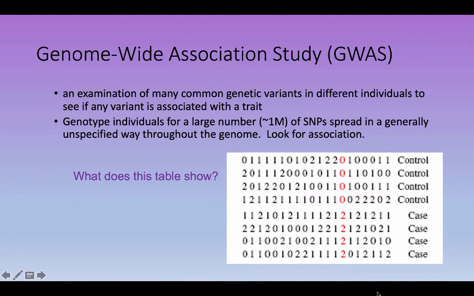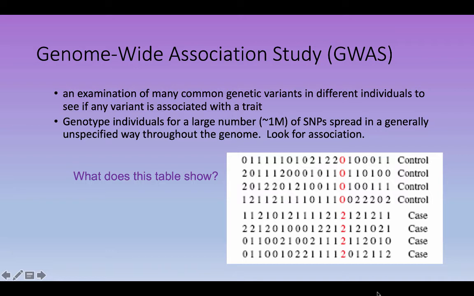So what does an association study look like in terms of what the data looks like? Specifically, I think it's important here that when we're talking about association studies at a genome level, we're talking about something called a Genome-Wide Association Study, or a GWAS. Instead of doing targeted associations, here we're examining as many common genetic variants in different individuals as possible to see if any variant is associated with a specific trait.